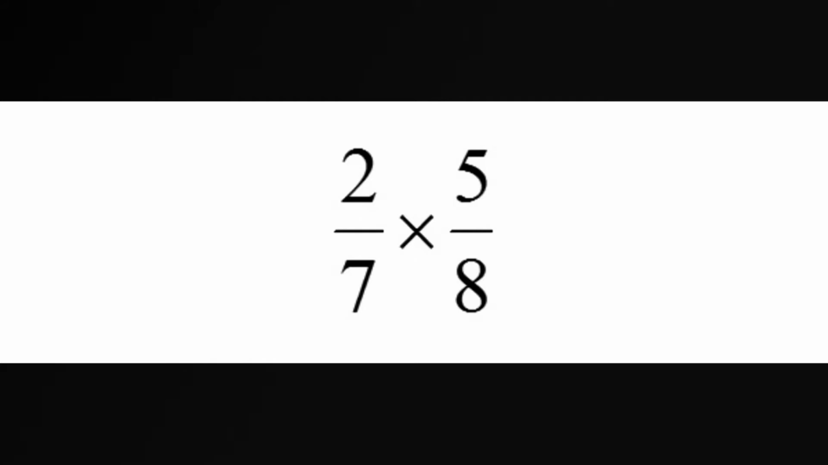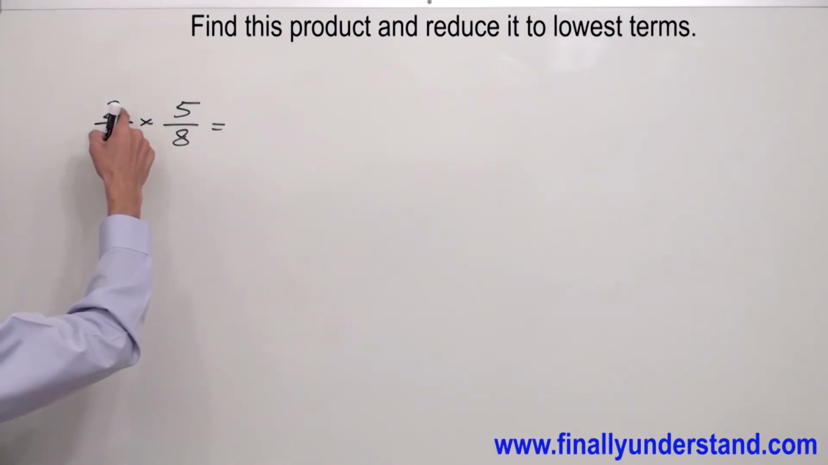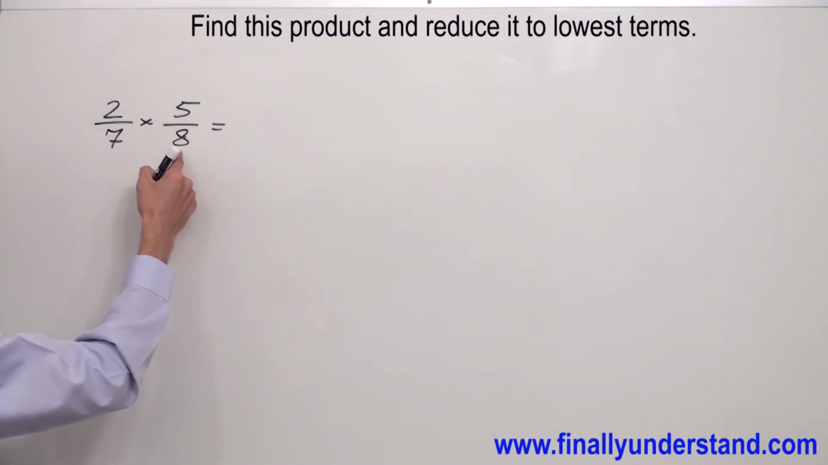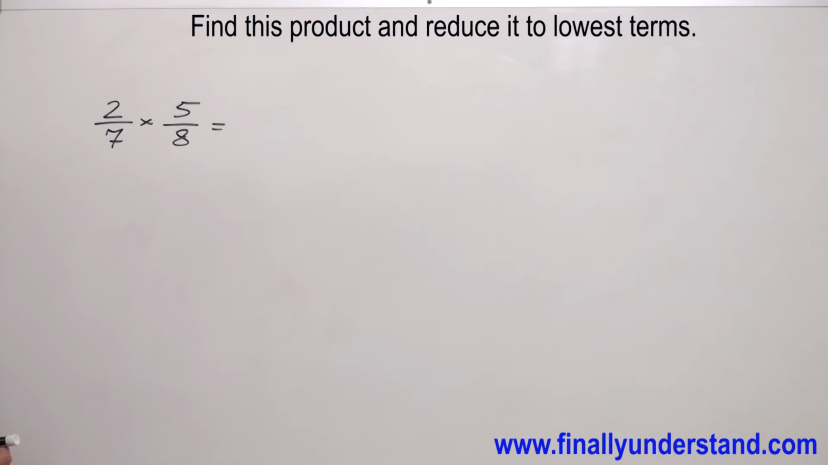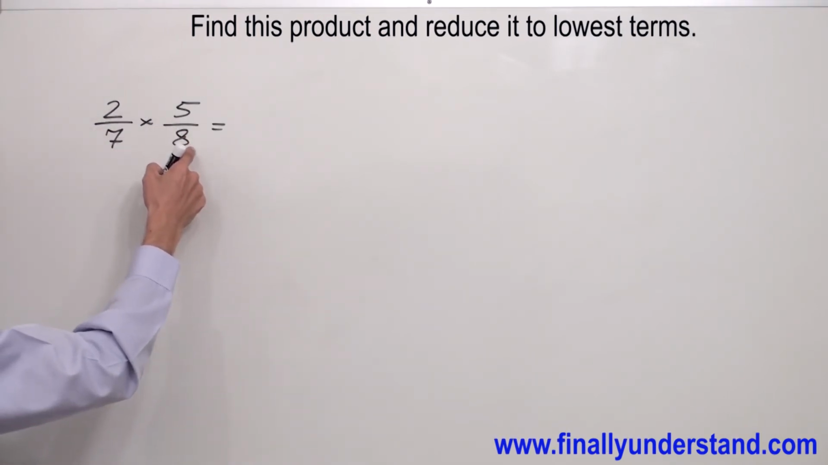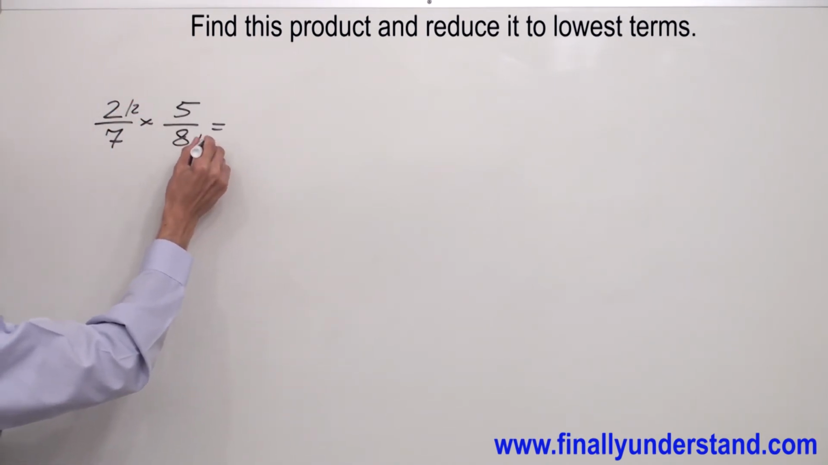Before we are going to multiply these two fractions, we have to check what we can reduce first. Okay, probably you are seeing that we have 2 in the numerator of the first fraction and 8 in the denominator of the second fraction. I can reduce 2 by 2 and 8 by 2 because 2 is divisible by 2 and 8 is also divisible by 2.